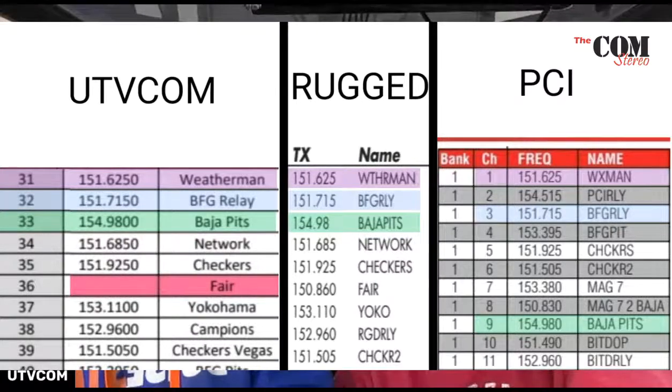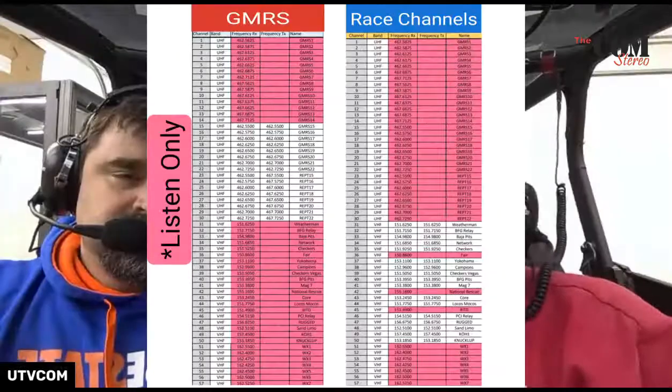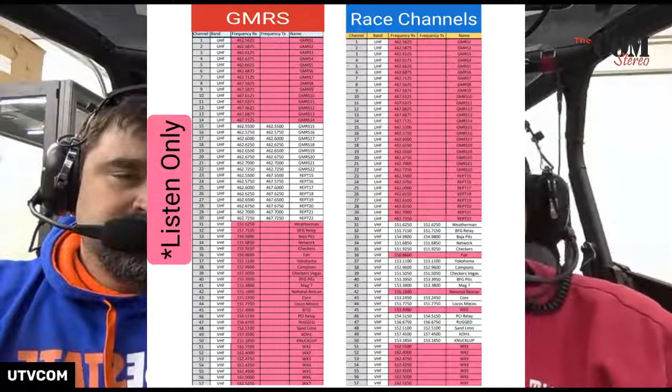The reason why we program our first 22 as GMRS is because of these. I'm going to turn this down so you can actually see the little bubble pack radio.